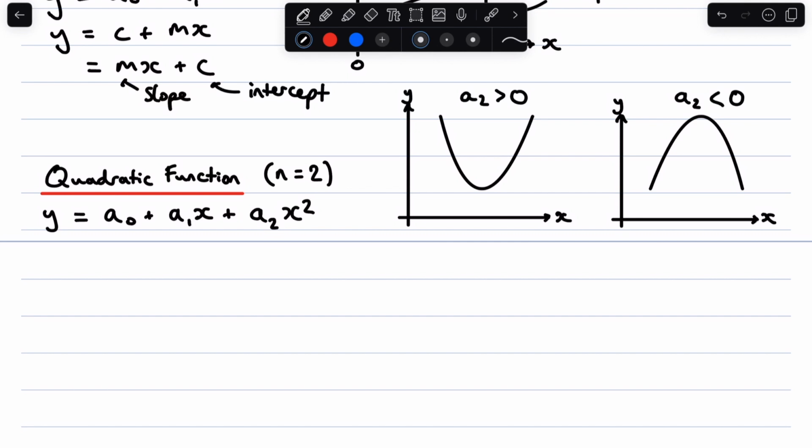The way you can try and remember that, if you're trying to draw them, or you see a graph and you need to know whether a2 is positive or negative, is to remember that positive means it will be smiling, whereas negative will mean it's pulling a frowned face. So negative for negative, positive for positive.